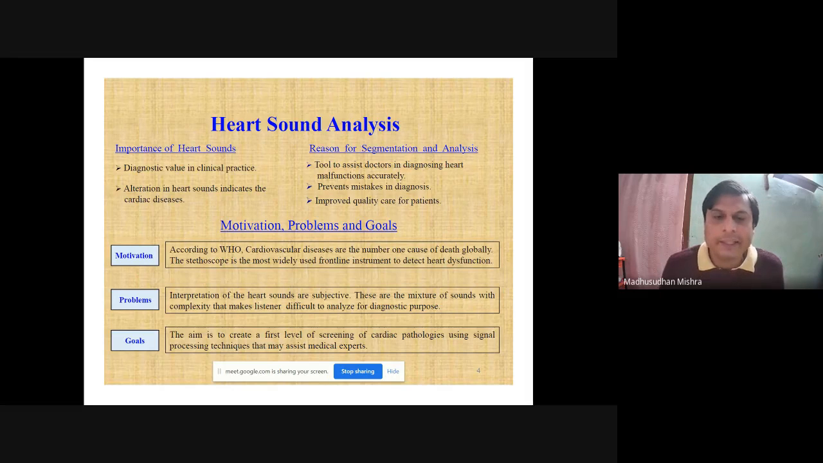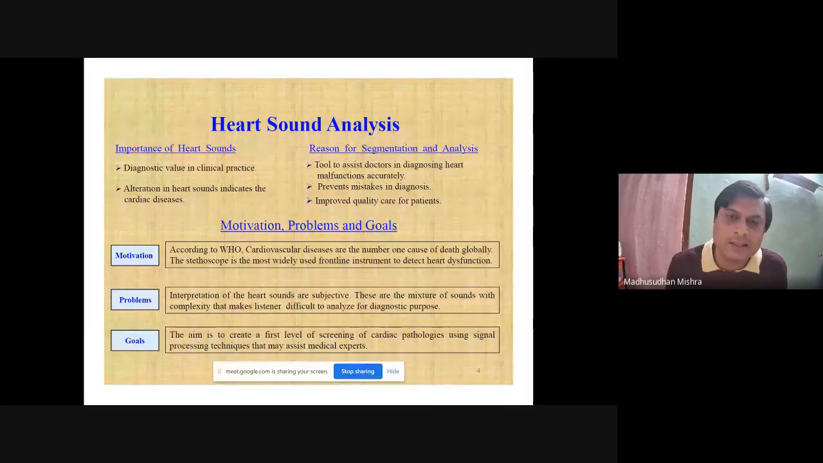That's why the main goal of heart sound analysis using signal processing and machine learning is to create a first level of screening of cardiac pathologies using signal processing techniques that may assist the medical experts. So this was mainly to build a background: why we go for heart sound analysis, what is its importance, and what should be the goal of the researcher.